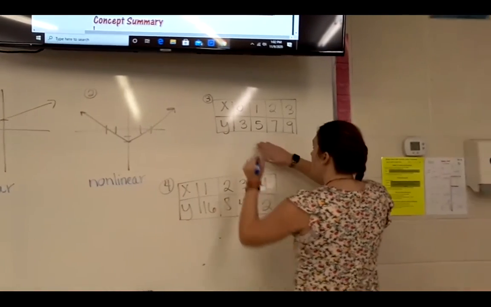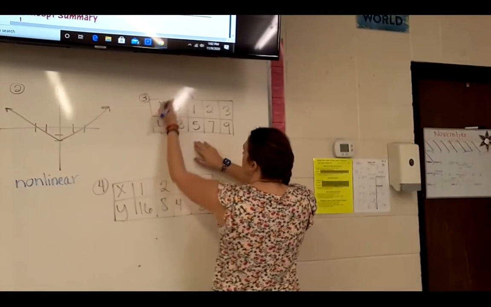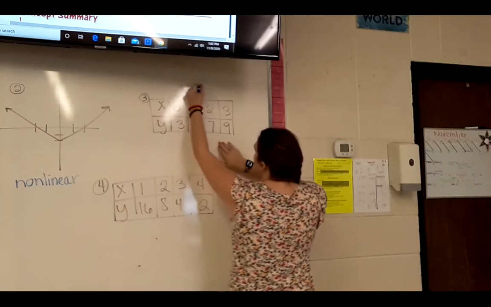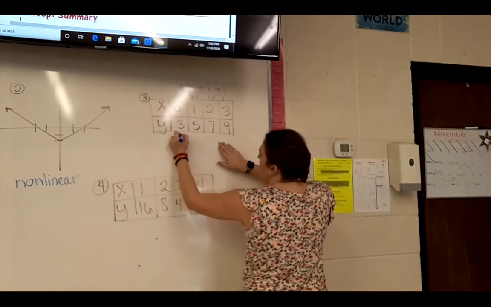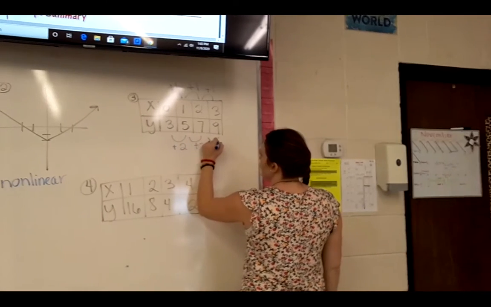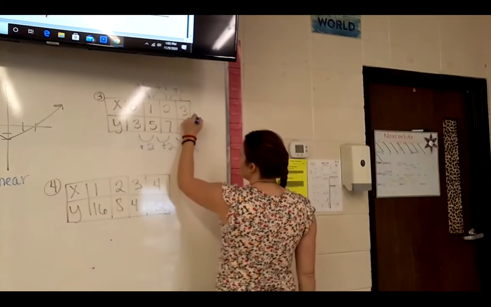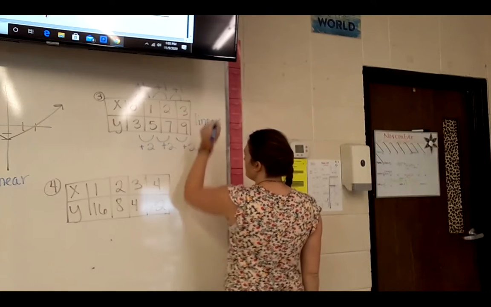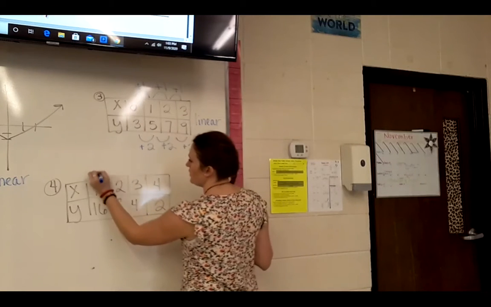So on 3, what pattern do we have? Plus 1. So it's the same on all of them. And then what about on bottom? Plus 2. So is that one linear or non-linear? Linear. It's a line.